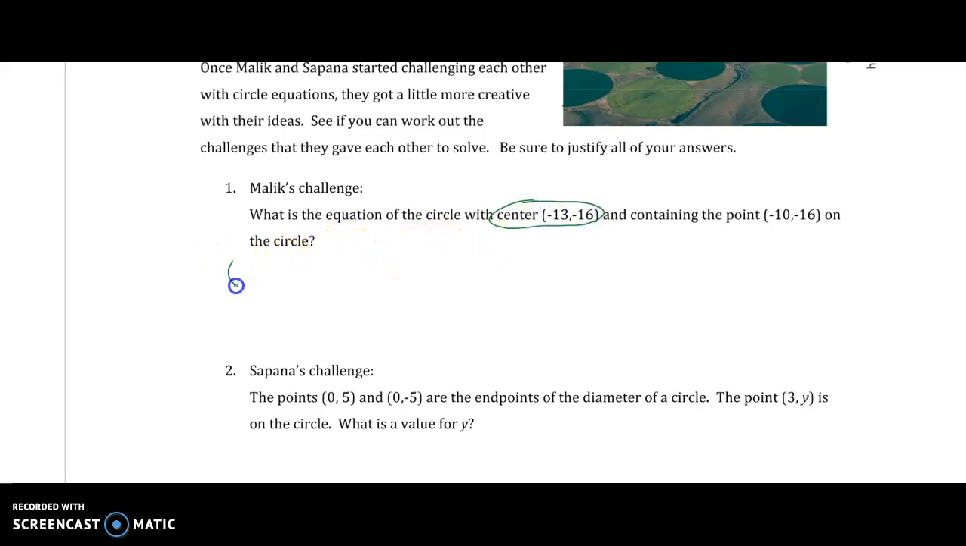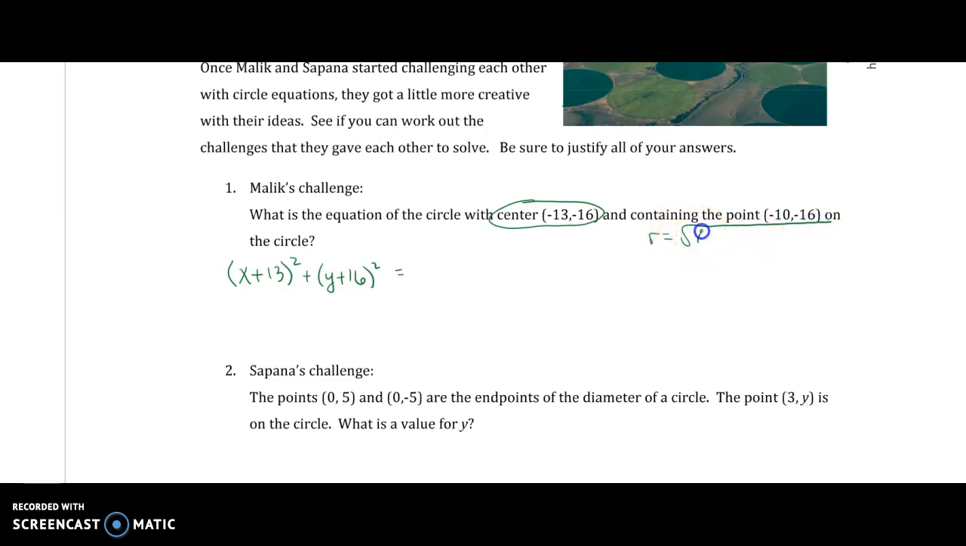So right away I know I can start my equation off by doing x minus negative 15. When I subtract this negative, it becomes positive. So x plus 13 all squared plus y plus 16 all squared equals. The only part missing here is we don't know the length of the radius. But we know the center and the point on the circle. What can we use to find the radius? We use that distance formula.